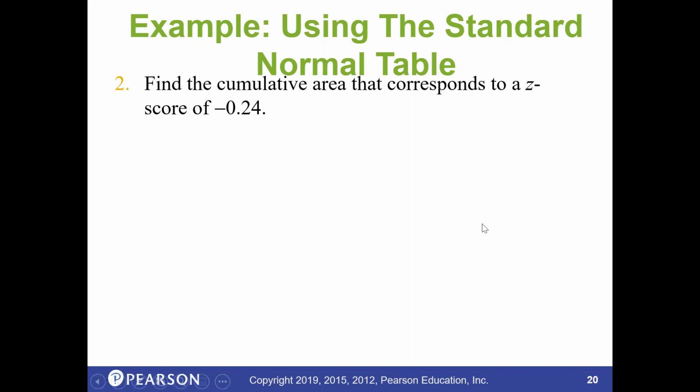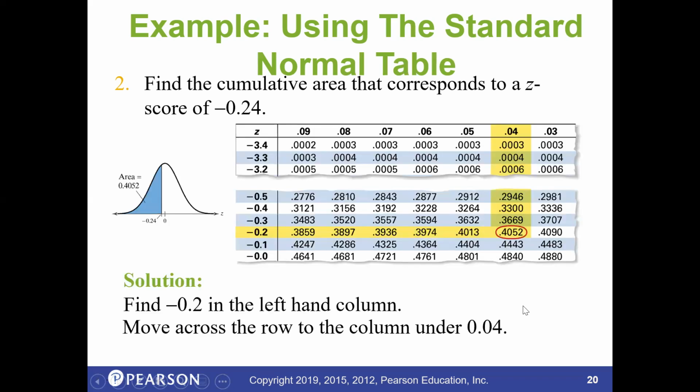All right, what'd you guys get? 40. Okay, gotcha. The sum looks like this, 0.4052. So notice the Z score is always two decimal places, right? 1.52 or 0.24. The area is always four decimal places, and it's always rounded.